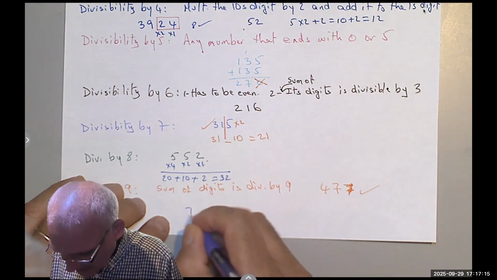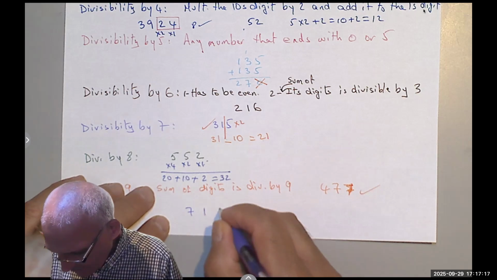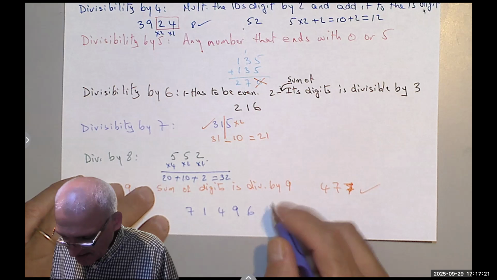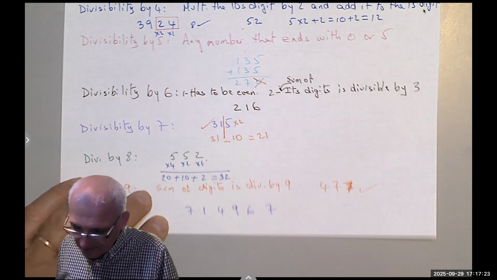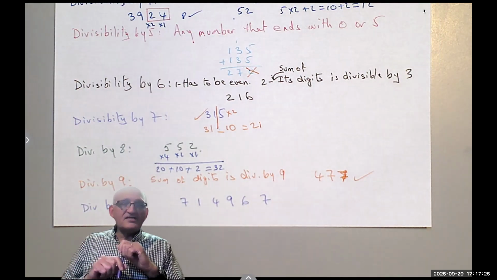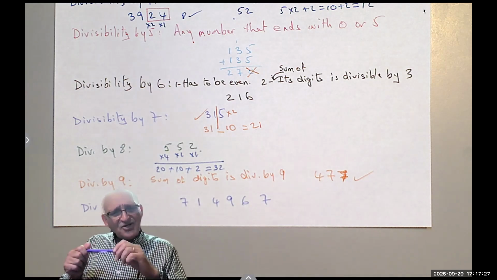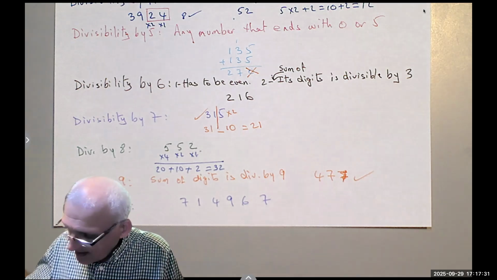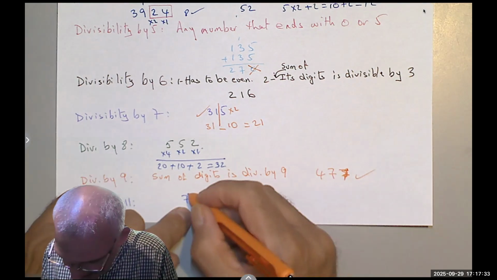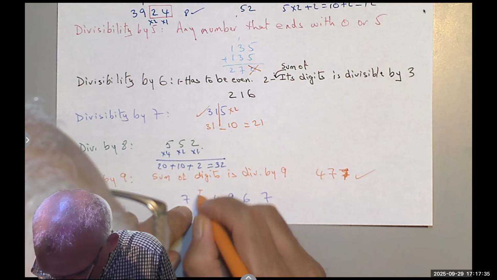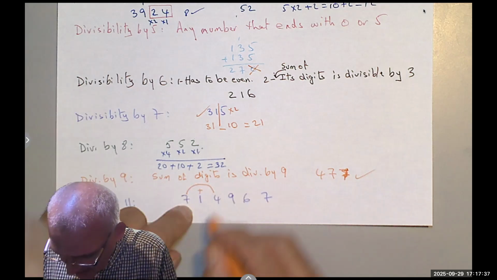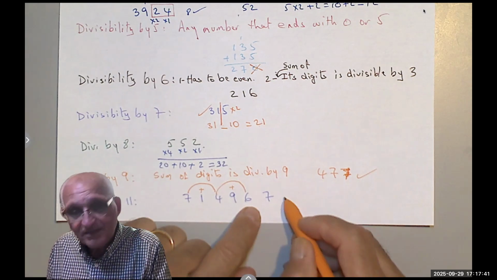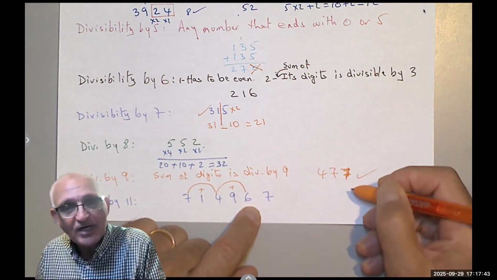So I'm going to say 7, 1, 4, 9, 6, let's see, 7. And I tell you this number is divisible by 11. How did I know? Yeah, I made it up. How did you make it up? I took the first digit, I added it to the third digit, I added that to the fifth digit, and if there was a seventh digit, I would also add it up.